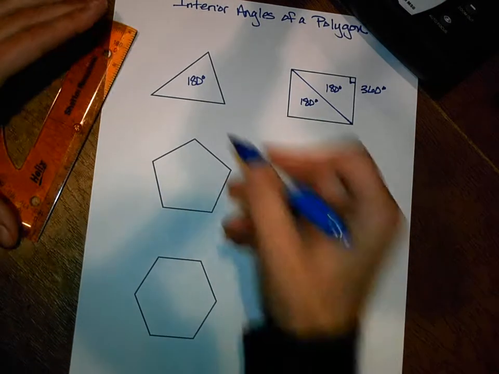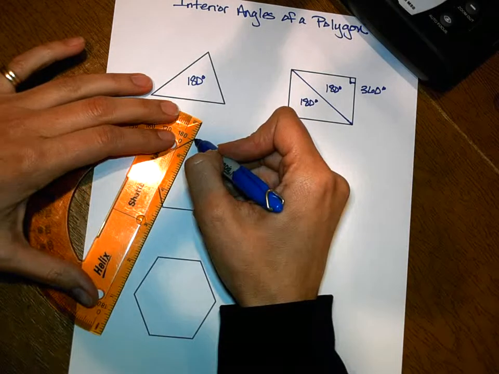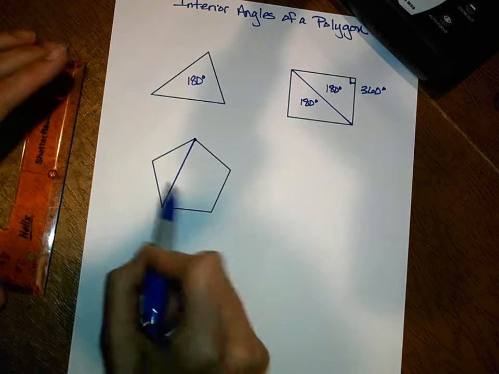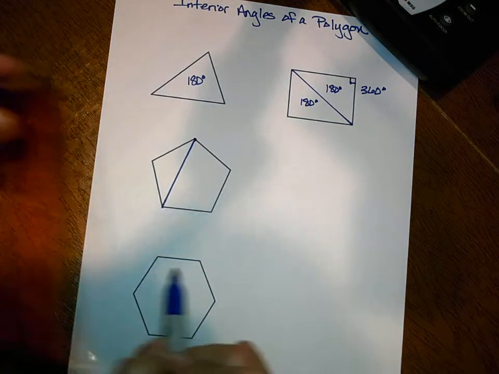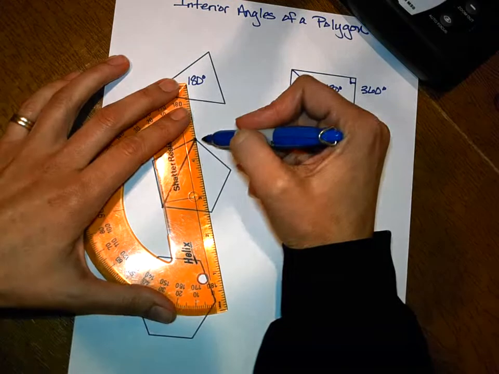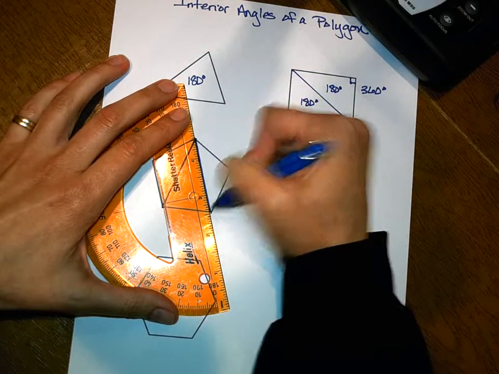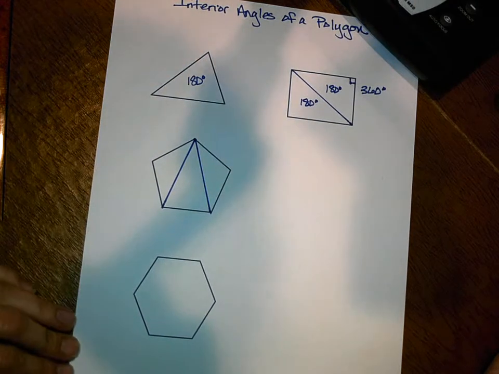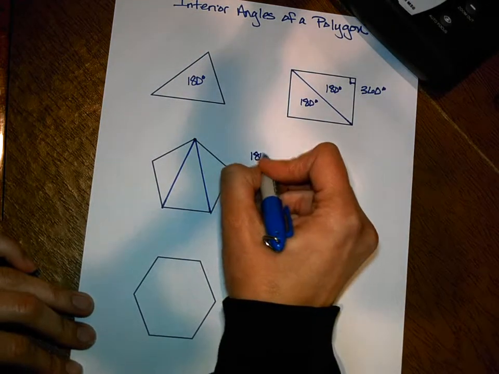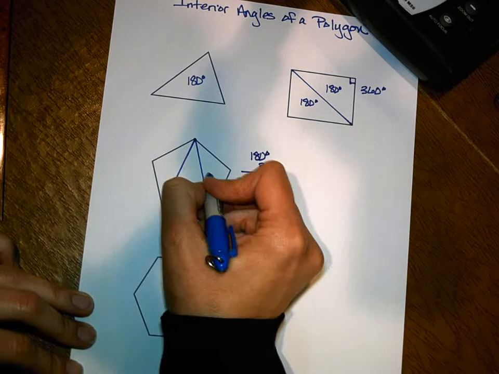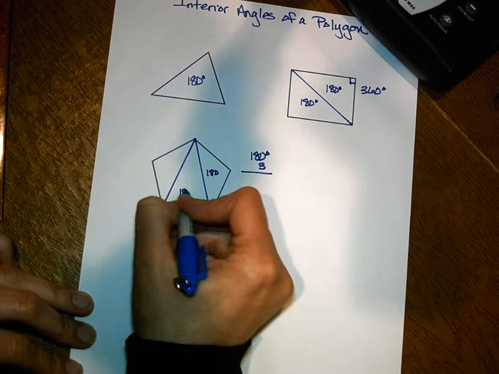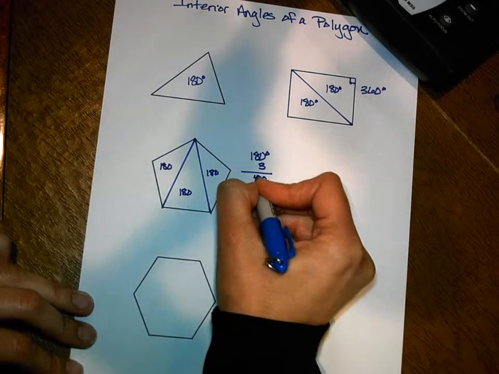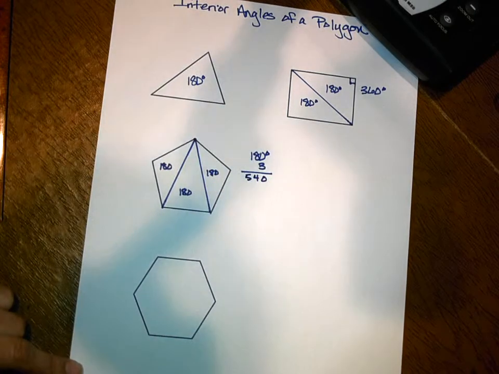This one's a pentagon. So I'm going to draw this diagonal, and now I have one triangle, and I've got to make the fewest number of triangles I can. So I think I will draw right here. And it looks like 3 is the smallest number of triangles that I can make. So 180 degrees times 3, right? Because we've got 180, 180, 180. And we have 540 degrees for a pentagon.